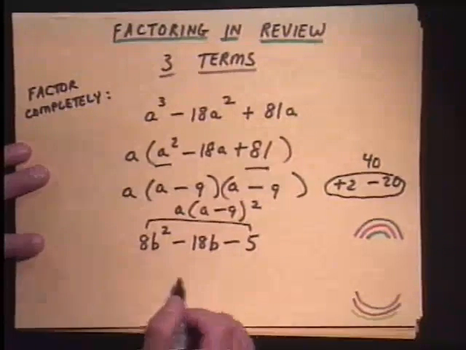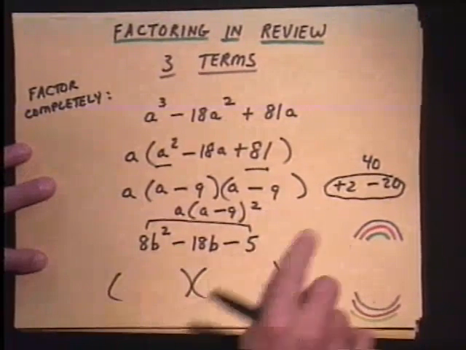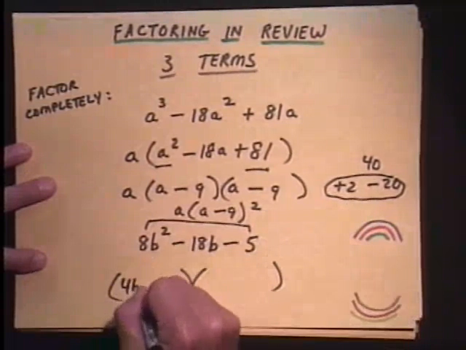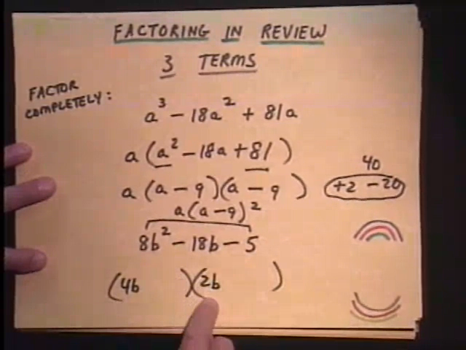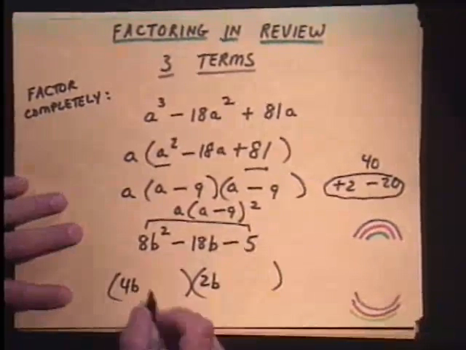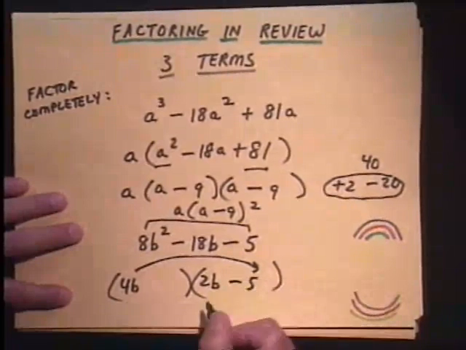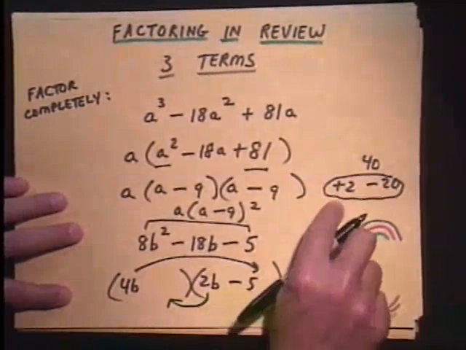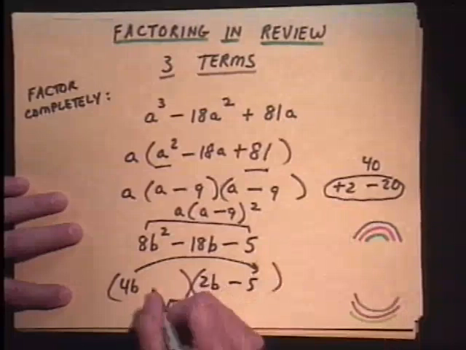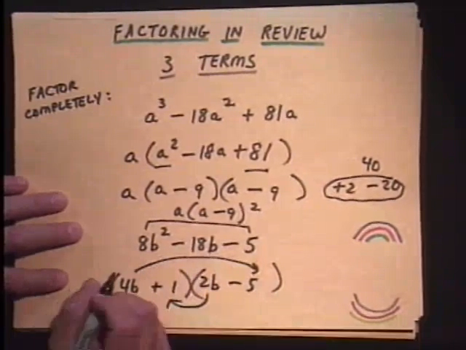So we have learned this will factor into. Now we could try 8b and b here. It won't work. Can't get those rainbows. It would be 4b and 2b or not 2b. That is the question here. That will give me those rainbow numbers. 4 times what gives me one of these? Minus 5. 2 times what gives me the other one? Plus 2. All right, plus 1. So we have factored now 3 terms in review.